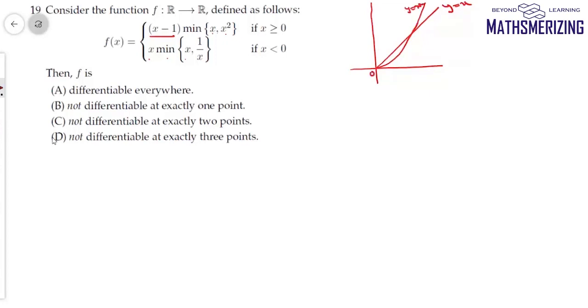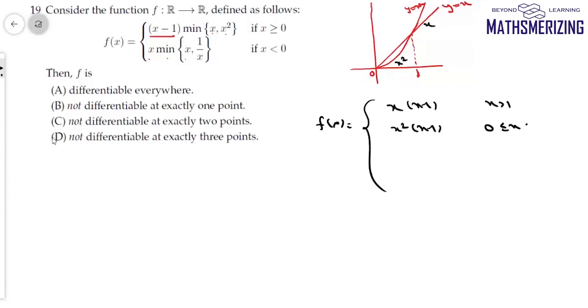So between 0 and 1, the function which is minimum is x square, and between 1 and infinity, the minimum function is x. So I can write this function f(x) as x into x minus 1 when x is greater than 1, and x square into x minus 1 when x lies between 0 and 1.